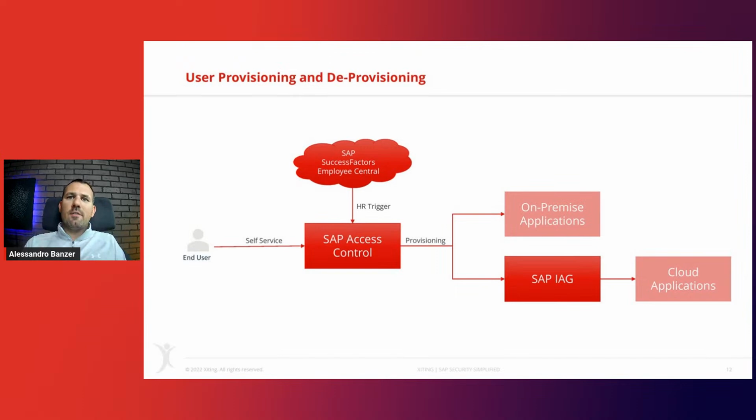In the scenario where we have access controls, a lot of you probably have access control in place today. Access control has been around for a long time. A lot of customers have invested heavily into access control and they have it working very nicely. So all they need is now an extension into the cloud. And that's what IAG can enable as well.